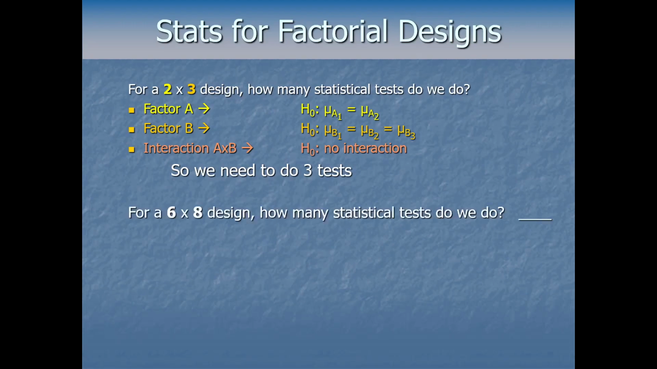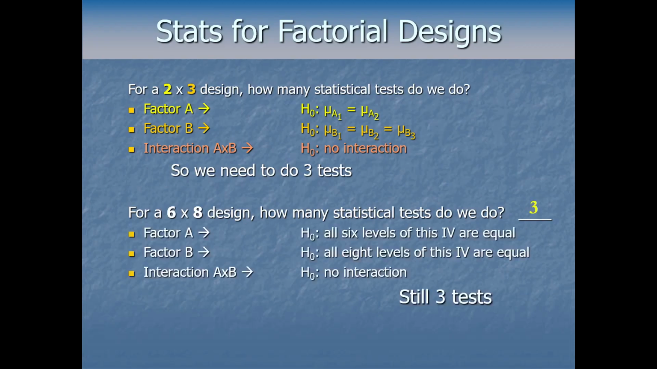So pop quiz then. If we had a 6 by 8 factorial design, how many statistical tests do we do? You might pause and think about or even try writing out the hypotheses before unpausing. So don't be fooled here by the numbers that we have, the large number of levels. We still just have 2 factors here. We still just have 2 independent variables, right? So it's still just 3 statistical tests.